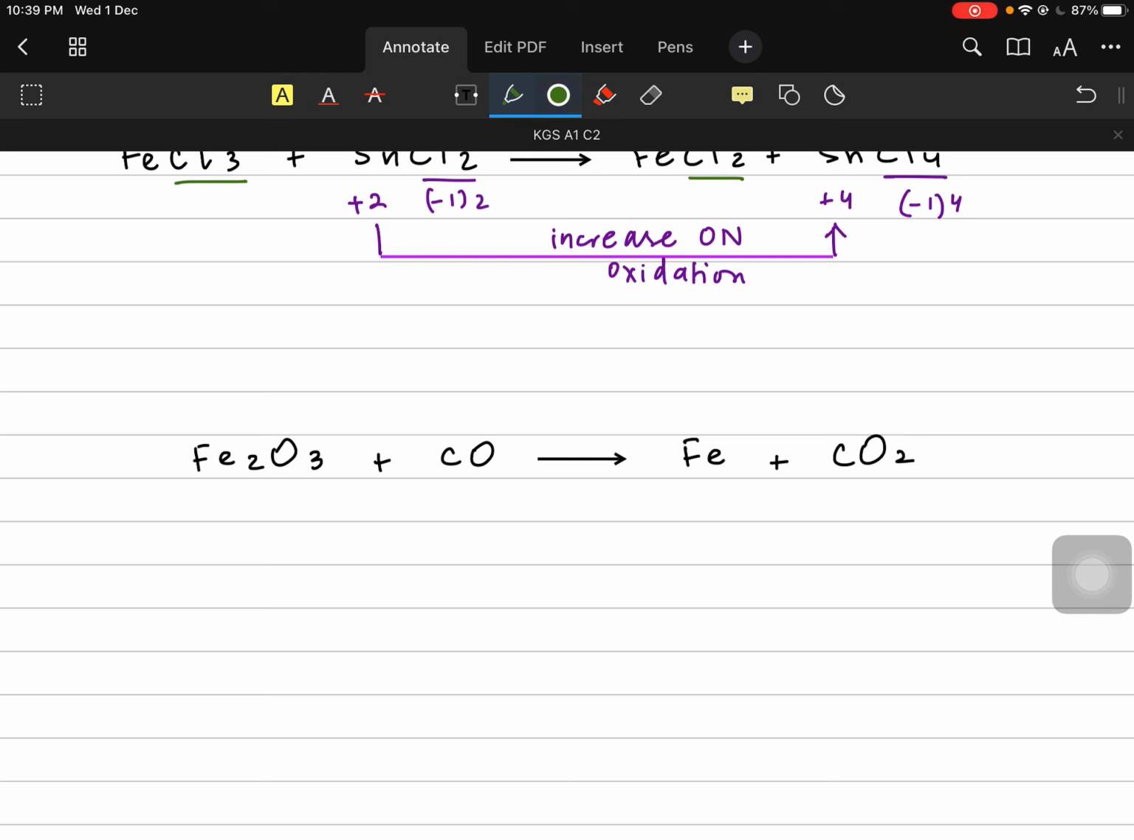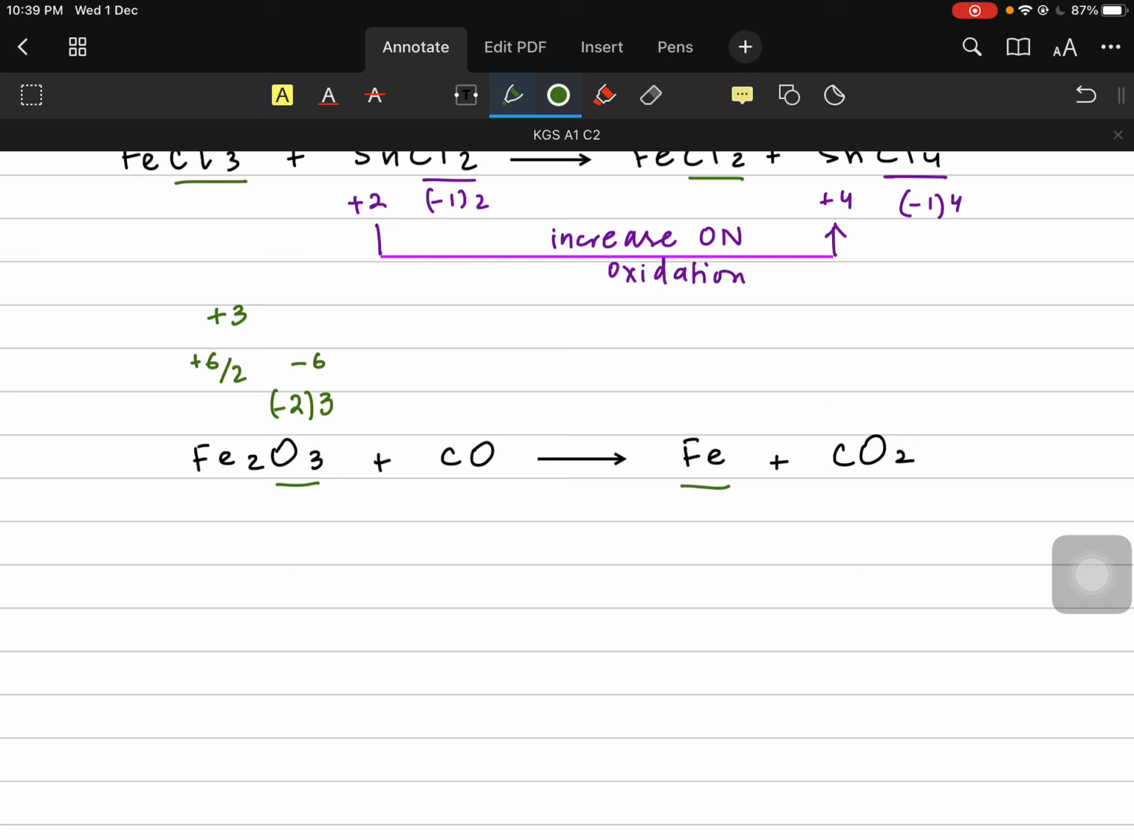I can see that there are 3 oxygens over here, so each oxygen is a -2, and 3 oxygen means a -6. So it's a -6 over here. Iron has to be +6, obviously. But there are 2 irons over here. So if 2 irons are +6, individual iron has to be +3. So I can see that iron is a +3 over here. So I'm writing iron is a +3.